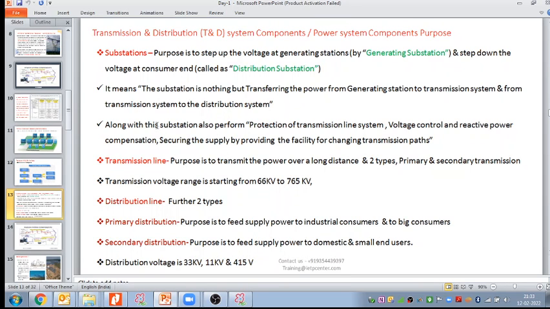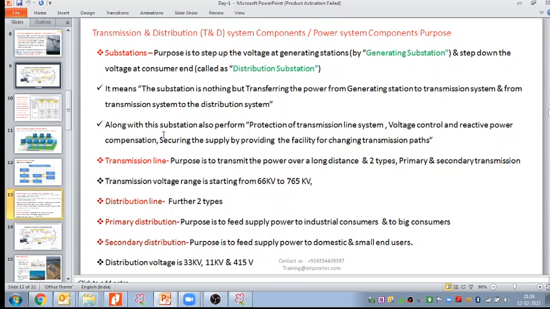So let's have a conclusion on that, quick review. We require the substations. The purpose is to step up the voltage at the generating station by generating substations, and step down the voltage at the consumer end, and that is called the distribution substations. It means the substation is nothing but transferring the power from the generating station to the transmission system, and from the transmission system to the distribution system. That is the use of the substations.